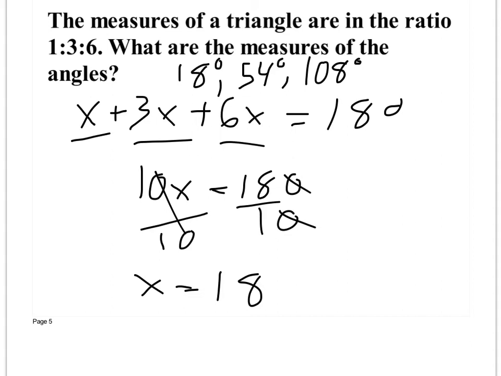18 plus 54 is 72. 72 plus 108 is 180. So these must be right. Don't get these wrong. Is there anything complicated about x plus 3x plus 6x equals 180? No. Okay, we've been doing problems like that all year long.